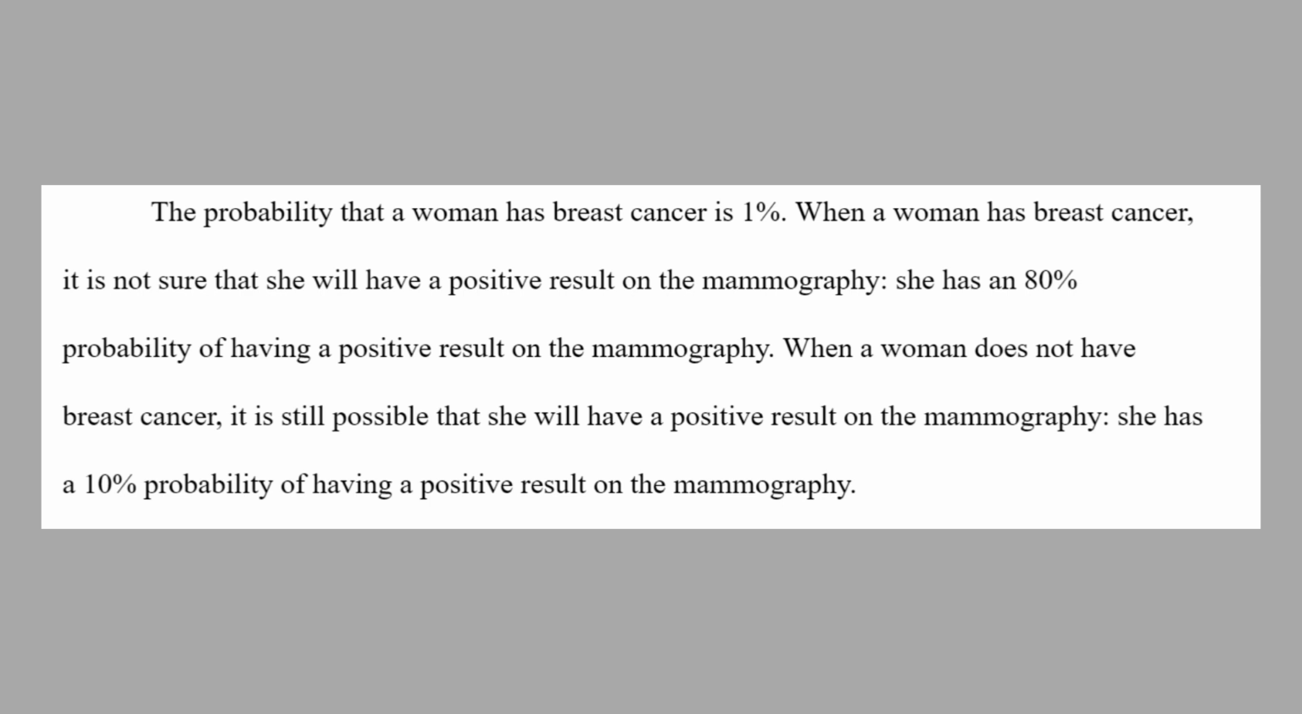The probability that a woman has breast cancer is 1%. When a woman has breast cancer, it is not sure that she will have a positive result on the mammography. She has an 80% probability of having a positive result on the mammography. When a woman does not have breast cancer, it is still possible that she will have a positive result on the mammography. She has a 10% probability of having a positive result on the mammography.